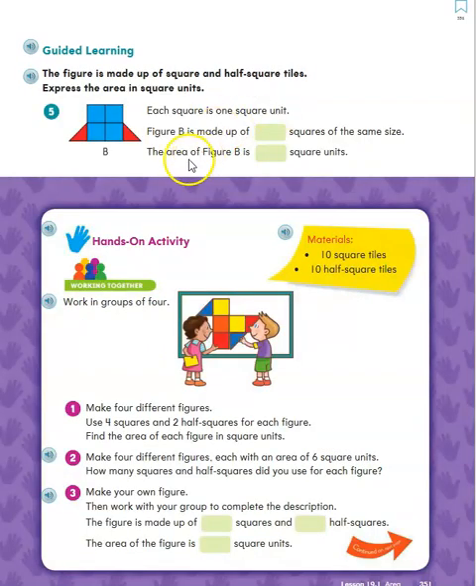Okay, and then looking at this one, it looks like this one has an area of 1, 2, 3, 4, and then we've got 2 of those little half squares, so that would be one more. So 4 plus 1 would be 5. So the area of figure B would be 5 square units.